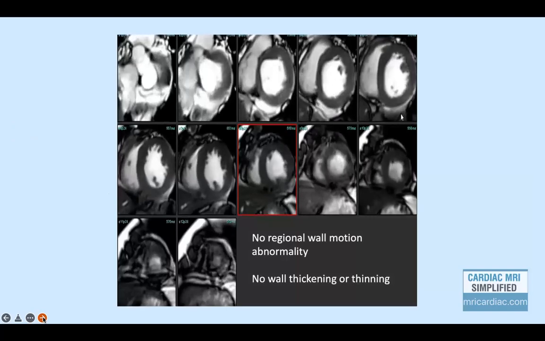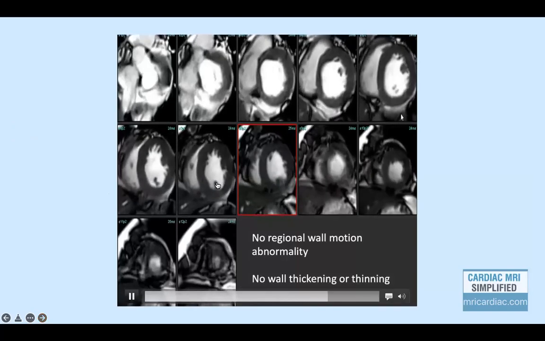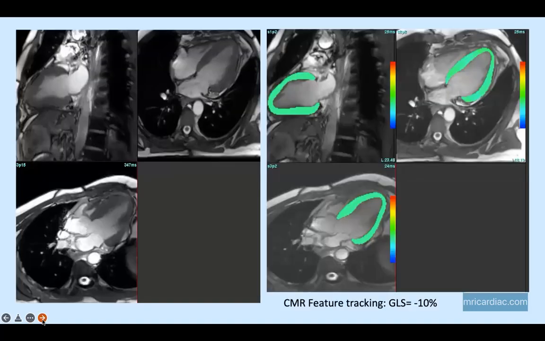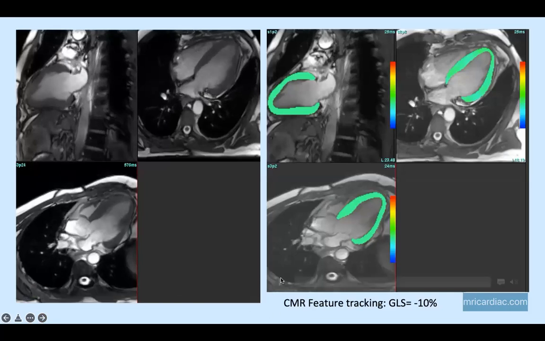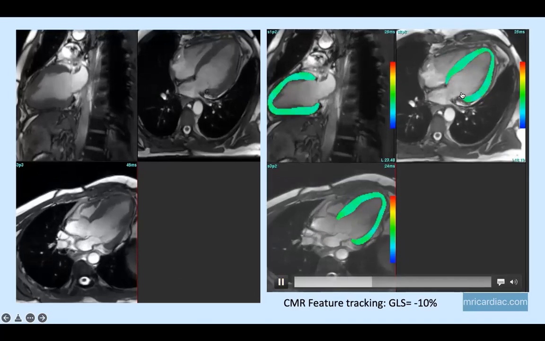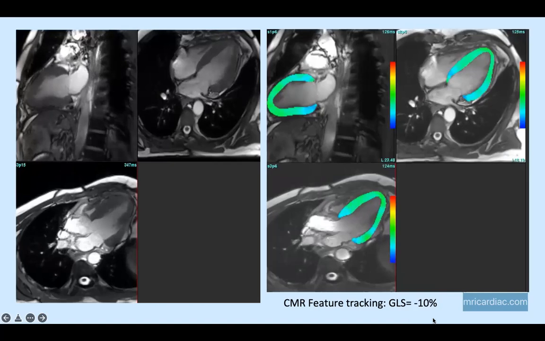Cine short axis cardiac MR images. There was no evidence of regional wall motion abnormality. No wall thickening or thinning is seen. These are cine long axis images, and this is CMR feature tracking for the strain images. As we see over here, even the global longitudinal strain is significantly reduced, matching with the echo picture.